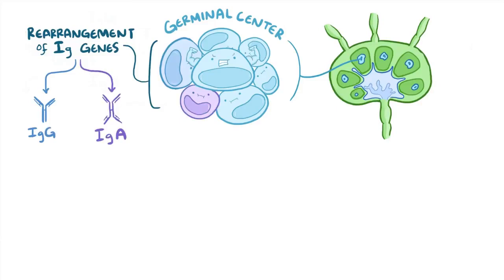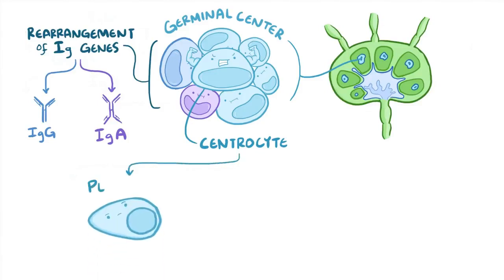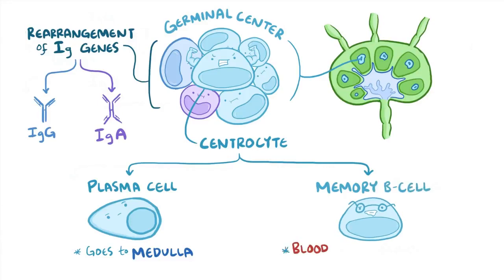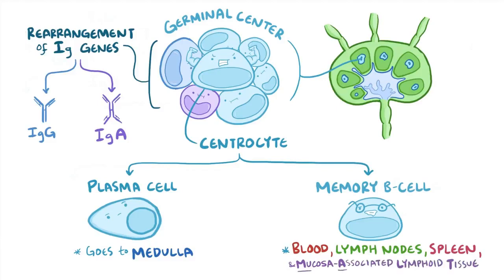Within the germinal center, centroblasts mature into centrocytes, and the centrocytes that make antibody with high affinity for the antigen differentiate into either plasma cells, which go to the medulla, or memory B cells, which circulate in the blood and reside in the lymph nodes, spleen, and mucosa-associated lymphoid tissue, also called MALT.